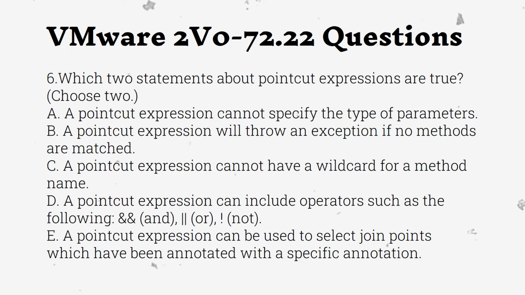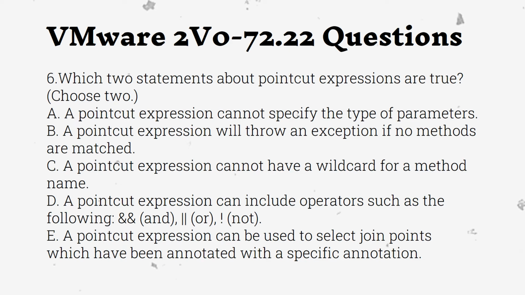6. Which two statements about pointcut expressions are true? Choose 2. A. A pointcut expression cannot specify the type of parameters. B. A pointcut expression will throw an exception if no methods are matched. C. A pointcut expression cannot have a wildcard for a method name.